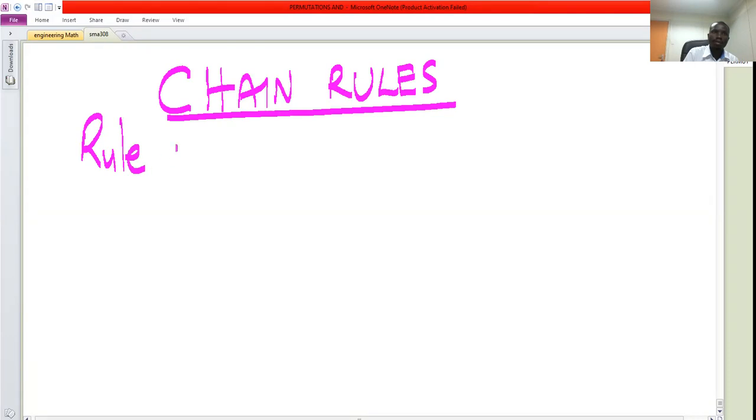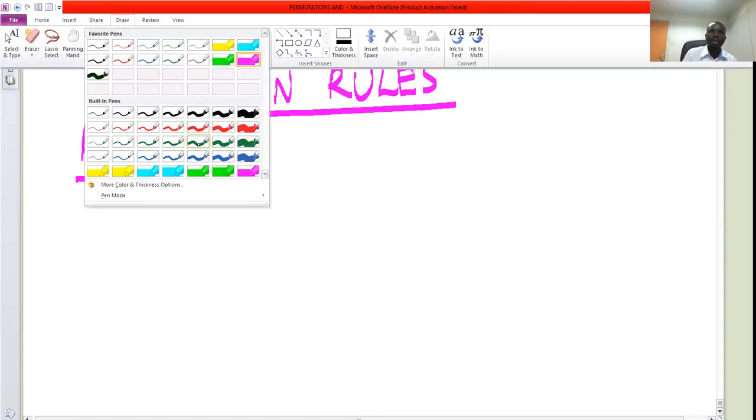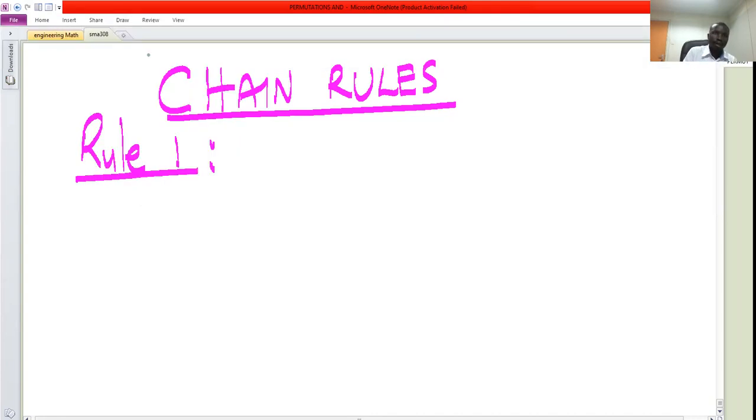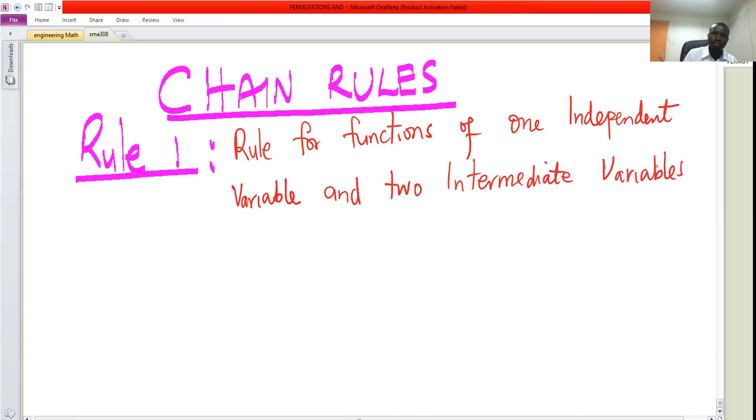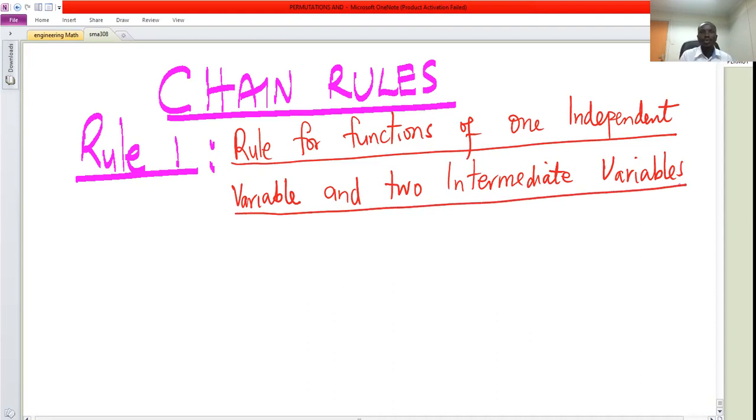So rule, or theorem number one. I'll give the statement and then do an example to illustrate how that rule works. So this rule one is for the case whereby we have a rule for functions of one independent variable and two intermediate variables.